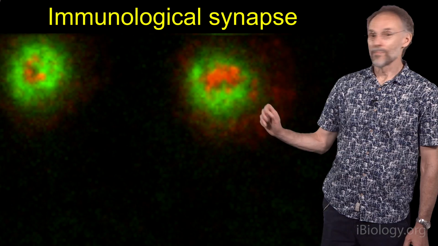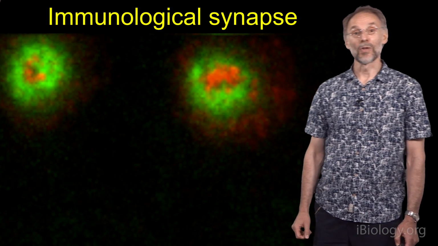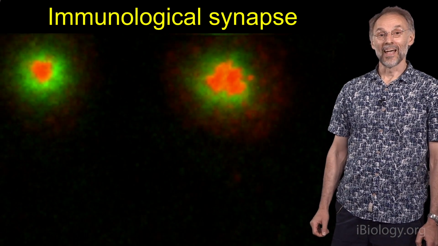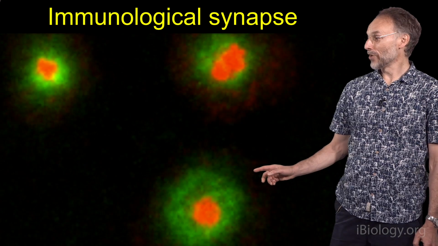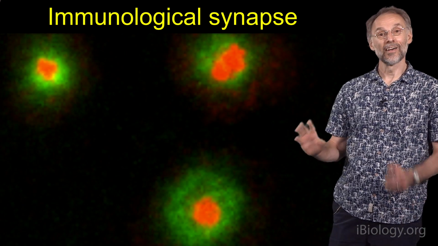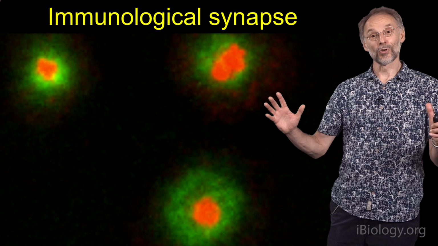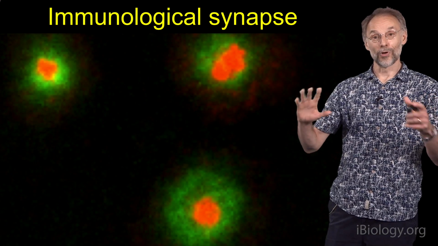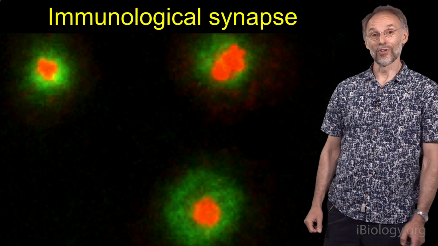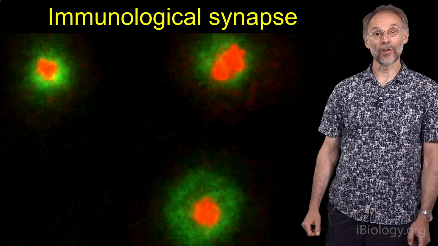So this is a movie of free immunological synapses forming, and you can see this bullseye-like pattern emerging from an initial less organized or even inverted pattern. So this is the process of immunological synapse formation.